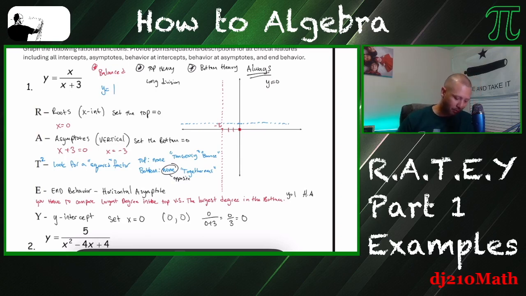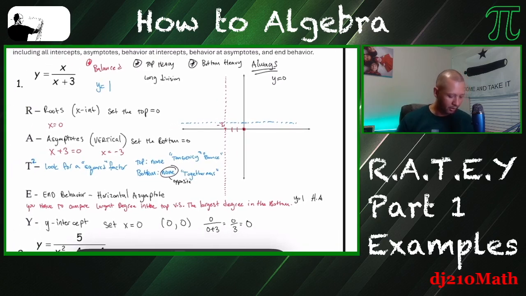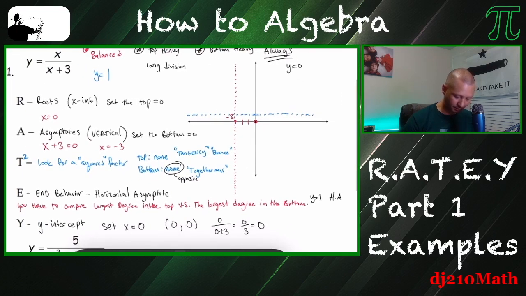So now, putting this all together, because really, with R.A.T.E.Y, all the little checklists that we went through, what does it really tell us? It tells us the asymptotes, vertical and horizontal, and then it gives us where it crosses the x- and y-axis. And then it gives us the behavior at the ends of the asymptotes, whether it's vertical or horizontal. So first off, I know that based on the roots and the y-intercept, it has to cross the origin.